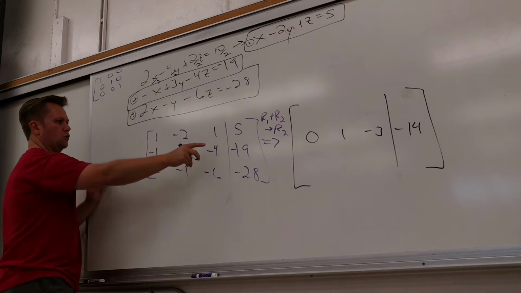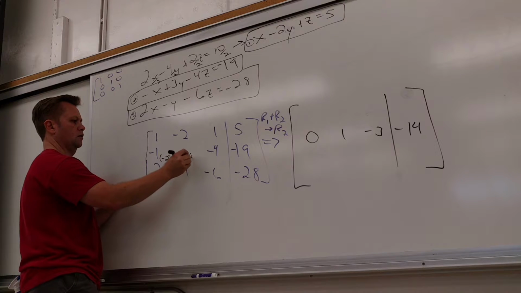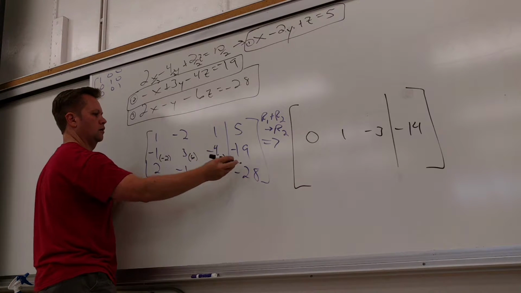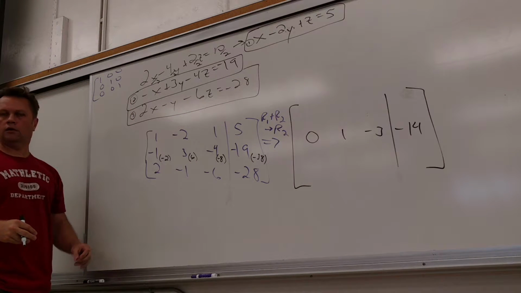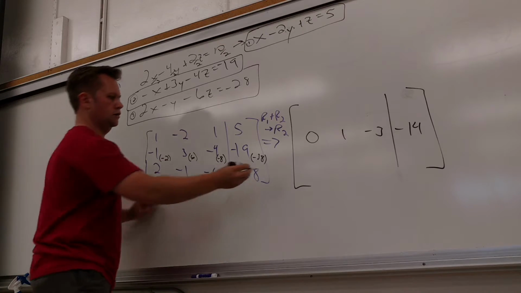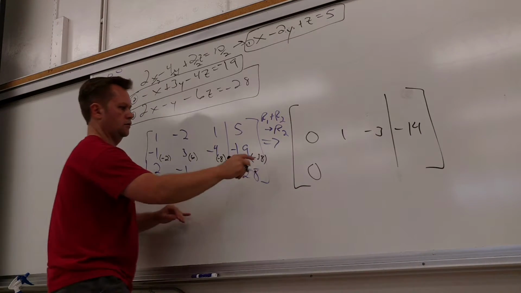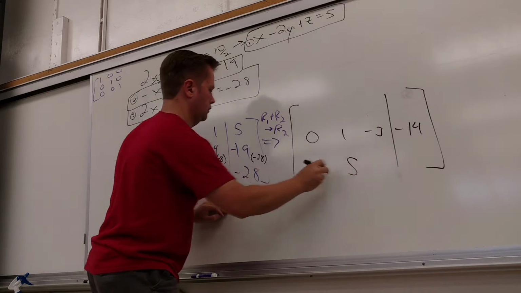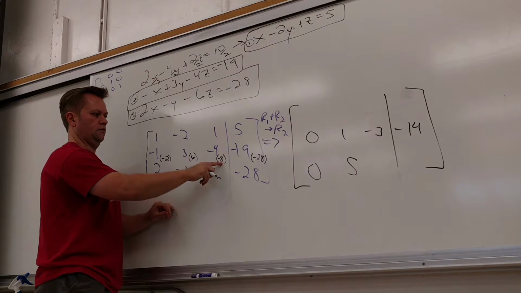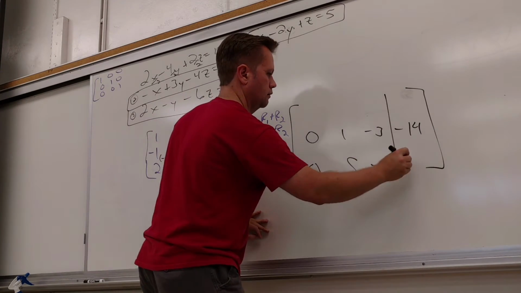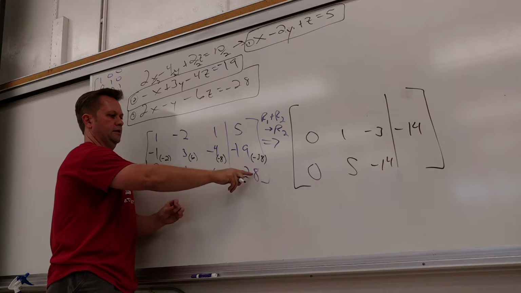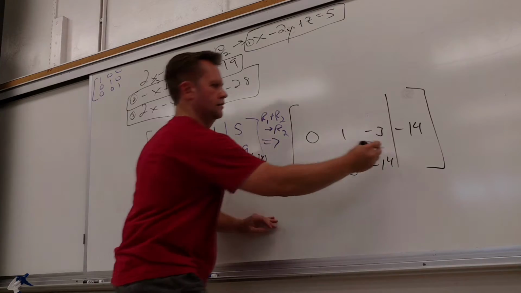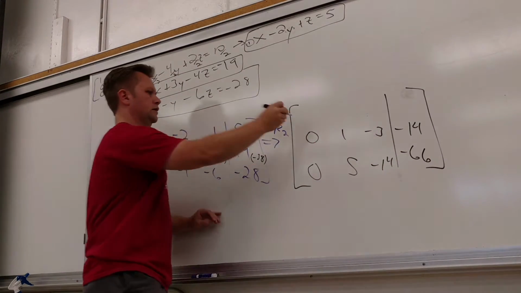So if I multiply the second row by 2, and add it, what do I get? I get 0, 5, 2, negative 14. Good. And the first row can stay the same.